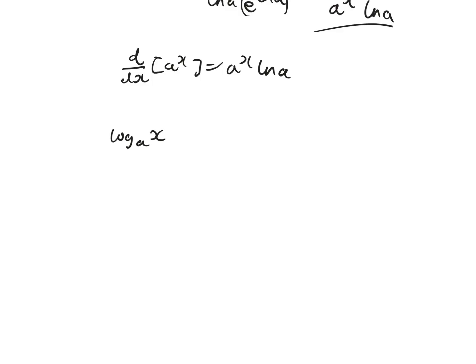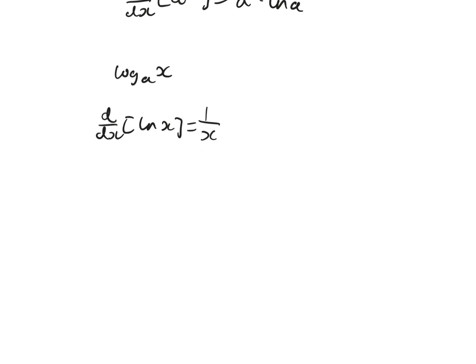Time to do a similar one where we have log base a of x. We want to take the derivative of this. How do we do that? Well, it's pretty similar. We start off with another fact, that the derivative of the natural log of x is equal to 1 over x. And as you might have guessed, we are going to use a change of base formula to really calculate this. How can we do that? Here I show you.